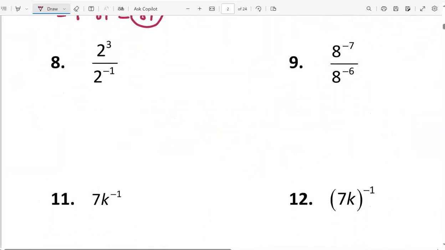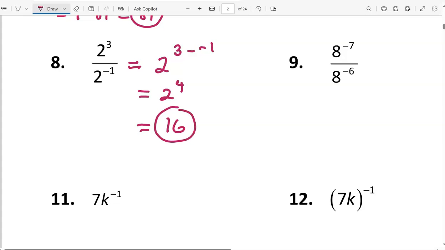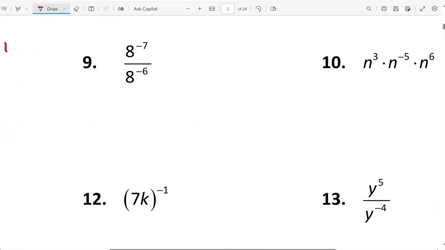Number 8, 2 to the 3 divided by 2 to the negative 1. Since the bases are like, we keep the base and subtract the exponents. 3 minus negative 1 is 4, and 2 raised to the 4th power is 16. For number 9, the bases are the same. We're dividing, so we can subtract exponents. Negative 7 minus negative 6 is negative 1, so now we have 8 to the negative 1, which is 1/8.